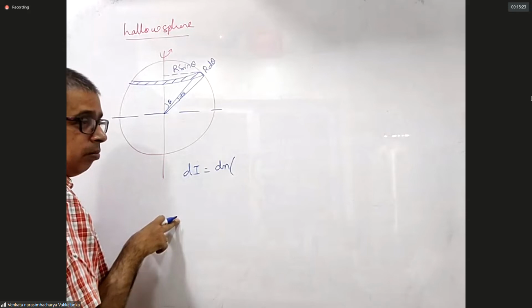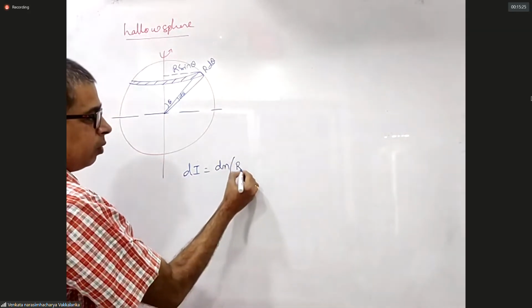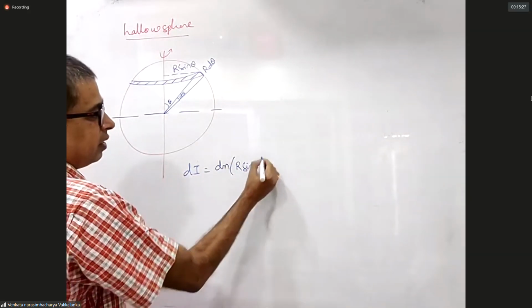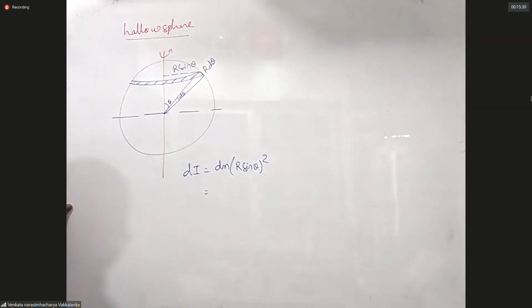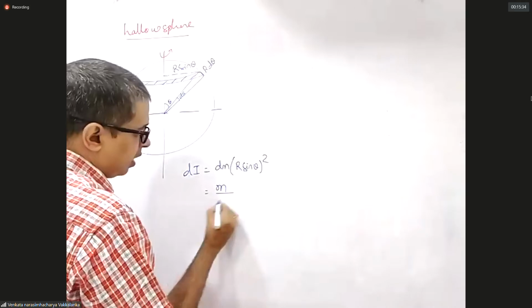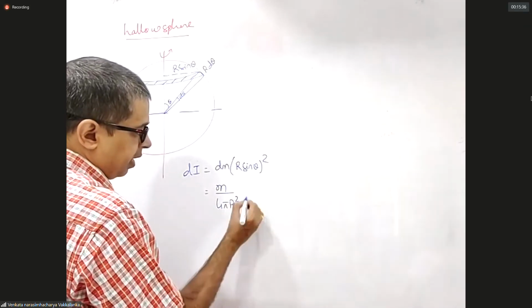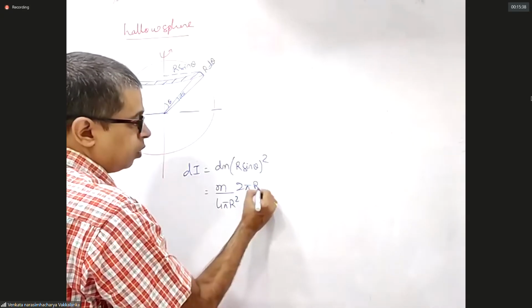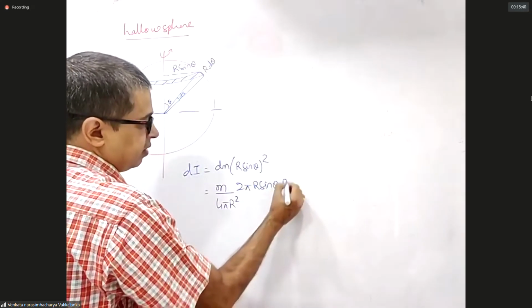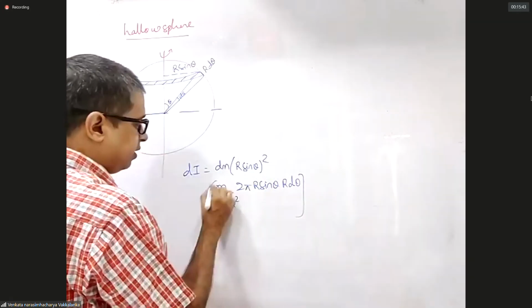For this ring, moment of inertia is MR squared, so dI = dm into (r sin theta) whole squared. Here dm is mass per unit area, 4 pi r squared, into 2 pi r sin theta into r d theta.